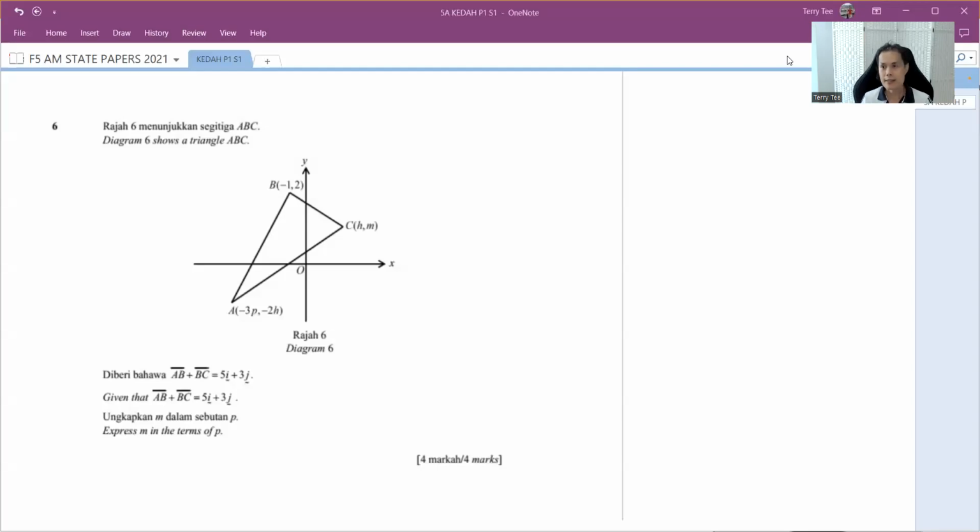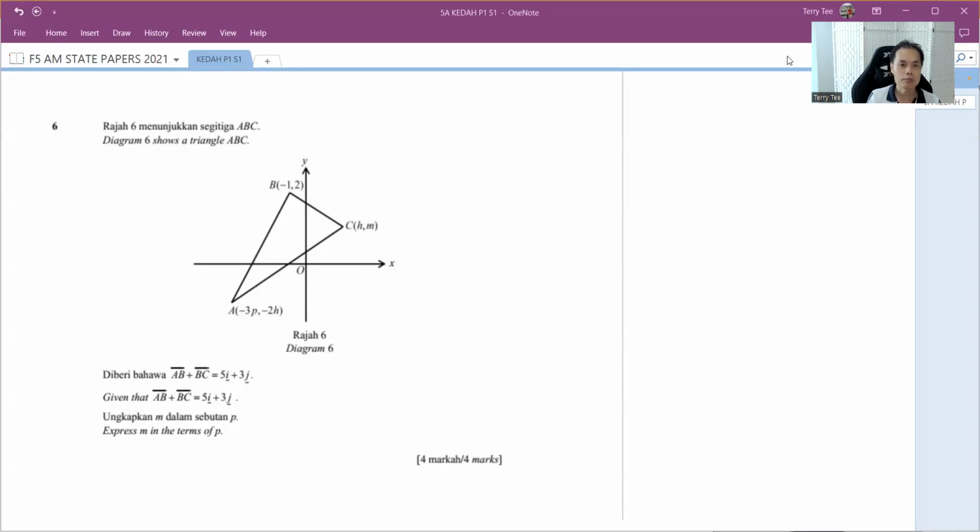Okay, question number 6. This is from chapter 8, vectors. You have a diagram such that it's a triangle. We have AB plus BC equals 5i plus 3j, and we're supposed to express m in terms of b. One thing about vectors, you can write in ij form, you can write in column vector. Personally, I like column vector because for ij you have to write i, underline j, underline it, a lot of work. And what is AB plus BC?